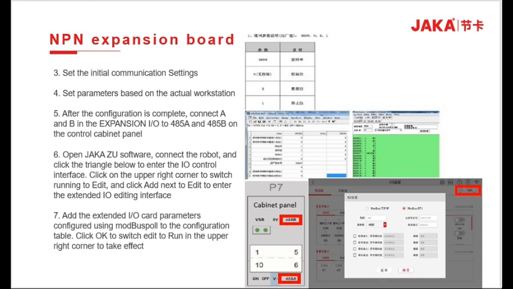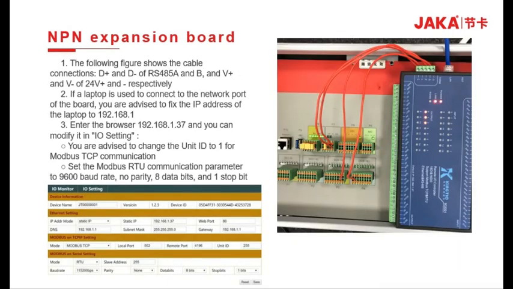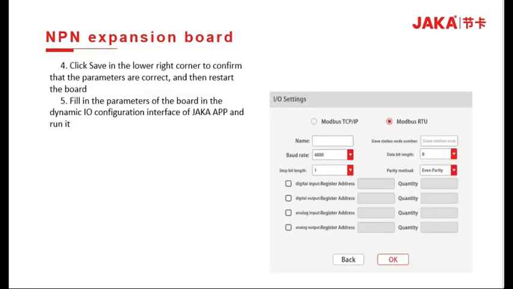24 volt and 0 volt are connected with the V+ and V- of the board respectively. Connect the laptop to the network port of the board. You are advised to fix the IP address of the laptop to 192.168.1.37. You are also advised to change the unit ID to 1 and the Modbus RTU communication parameters to 9600 baud rate.